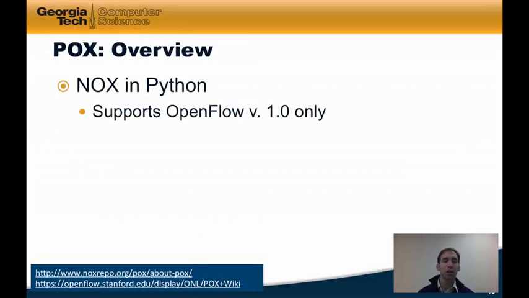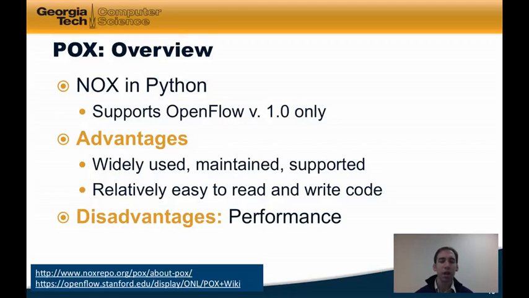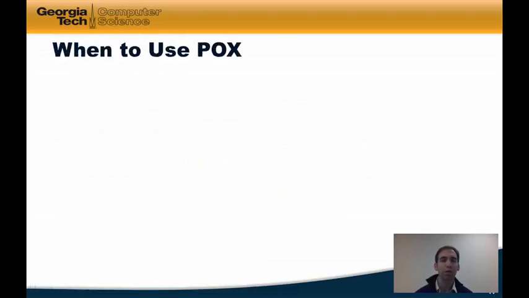POX is essentially Knox in Python. It supports OpenFlow version 1.0 only. It has several advantages. One is that it is widely used, maintained, and supported, and another is that it's relatively easy to read and write code. The disadvantage, of course, is that because it's implemented in Python, the performance is certainly slower than Knox.